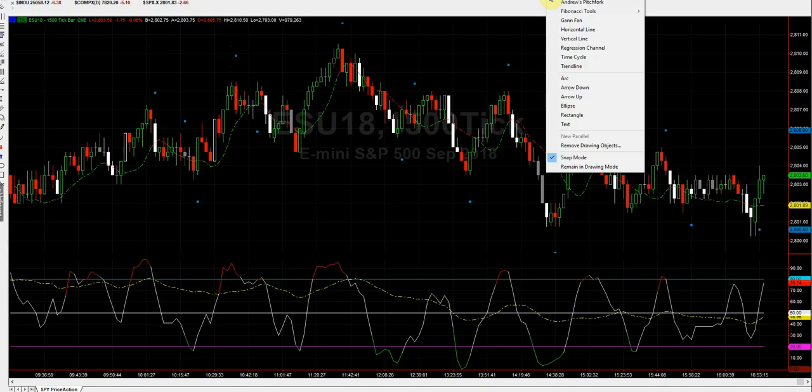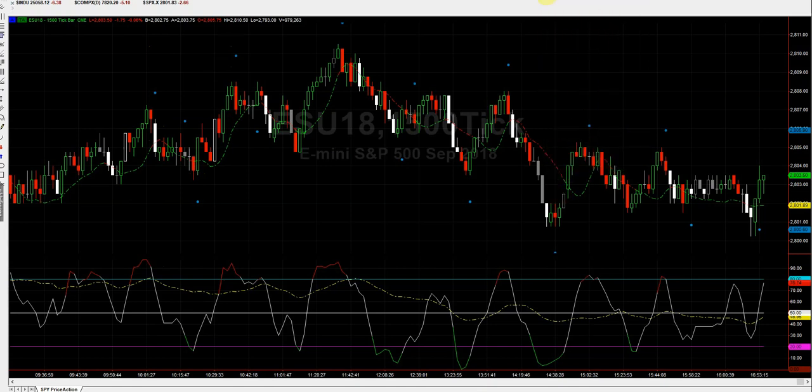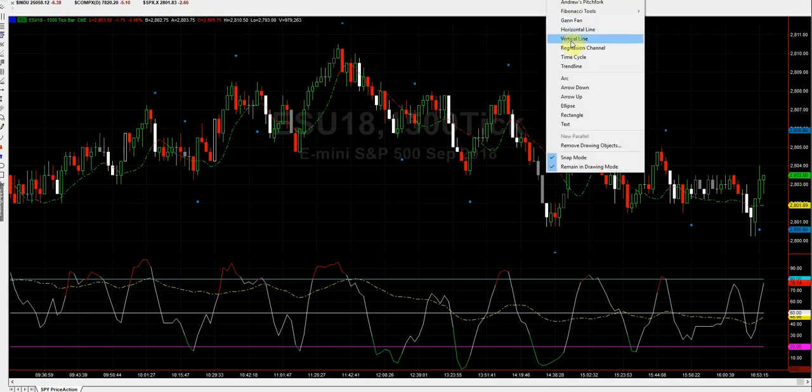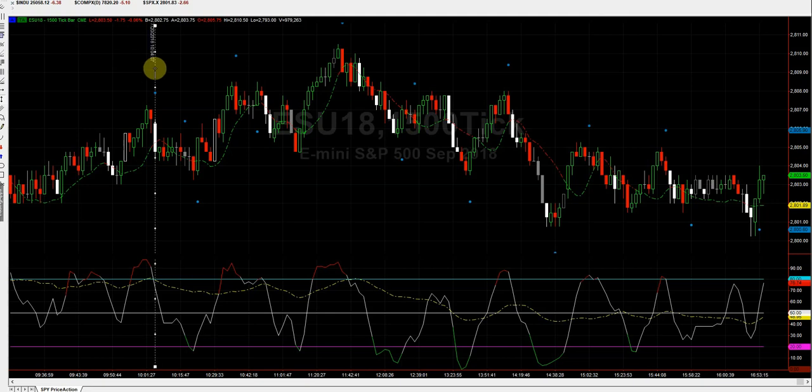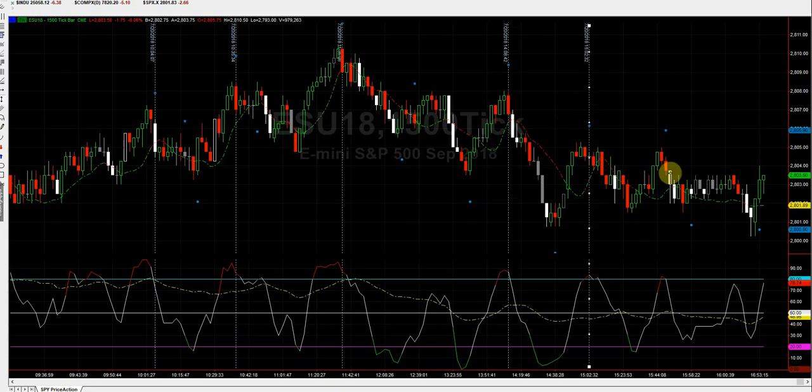Matter of fact, let me see if I can just mark these for you here. So there's one. Here's one where it's above the upper bound. Here's one. Okay, it's not above the upper bound there. Here's one. Here's one. And here's one. Now these are all going short. So let me take that off. Okay, so these would be all short.